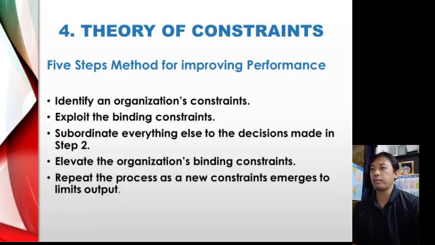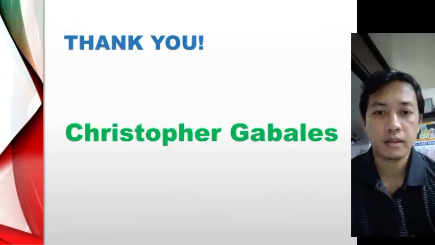Next is the 5-step method for improving performance. So first is to identify an organization's constraints, then exploit the binding constraints, then subordinate everything else to the decisions made in step 2. Next is to elevate the organization's binding constraints, and then repeat the process as new constraints emerge to limit outputs.